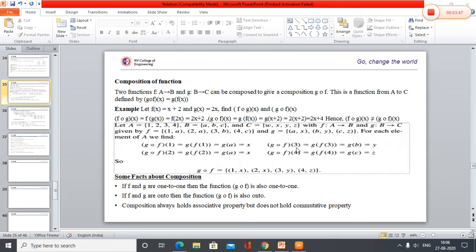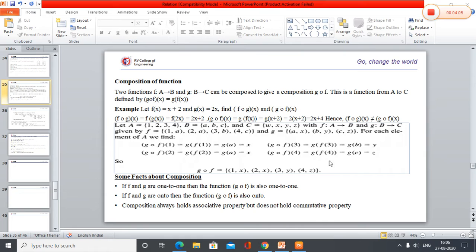Like that. Now for GOF of 2, it is g of f of 2. f of 2 means the image of 2 is A, and for g of A, again I have to see the function g, that is x. Now GOF of 3 is g of f of 3. The image of 3 is B here, and the image of B is y here, so it will be y.